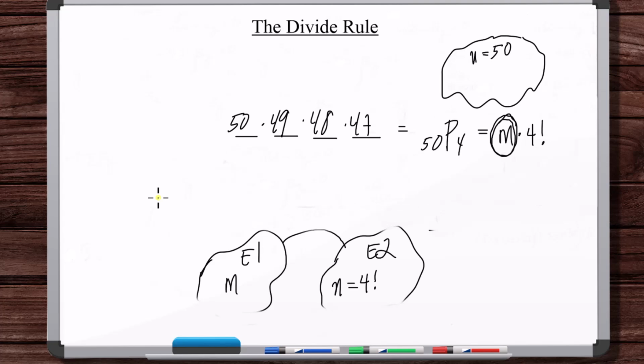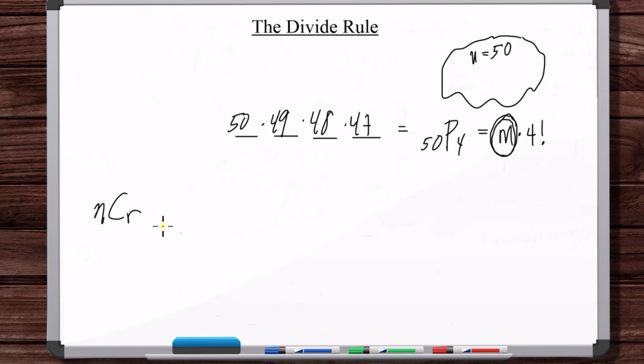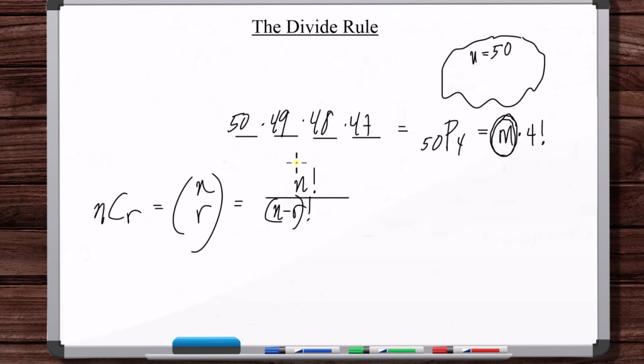And that's why the general combinations formula, nCr, n choose r, you start by writing out nPr, but then you add in the denominator the number of slots factorial. And there's the divide rule right there.